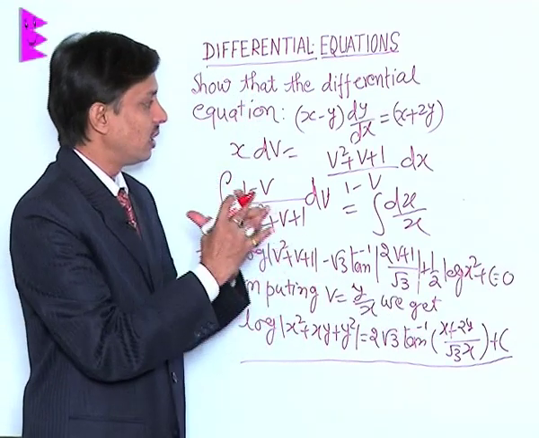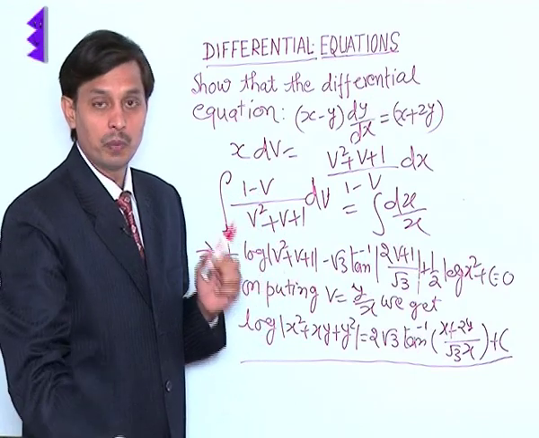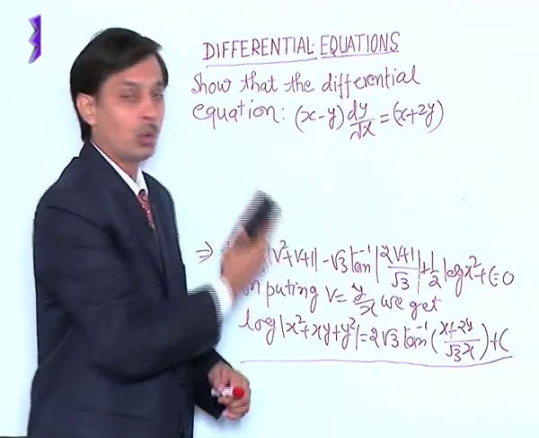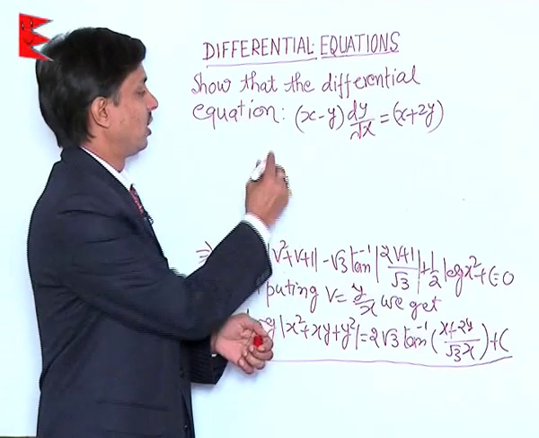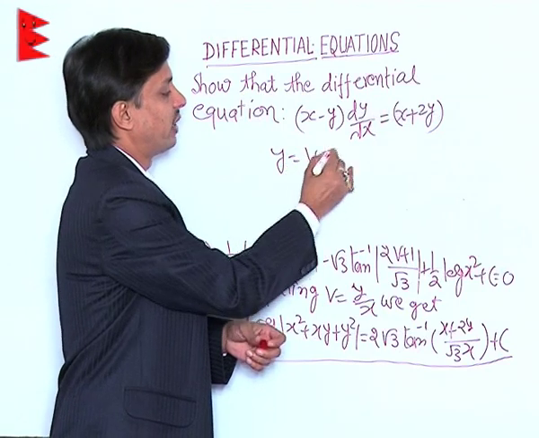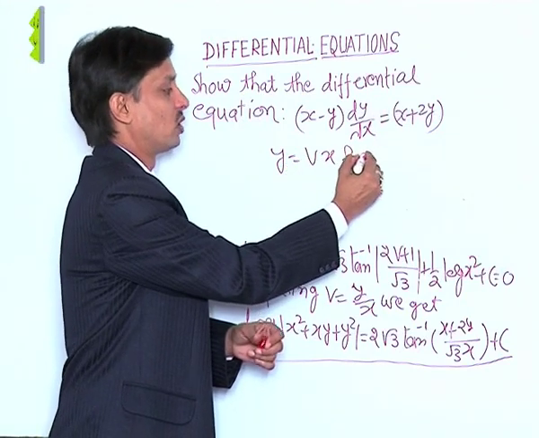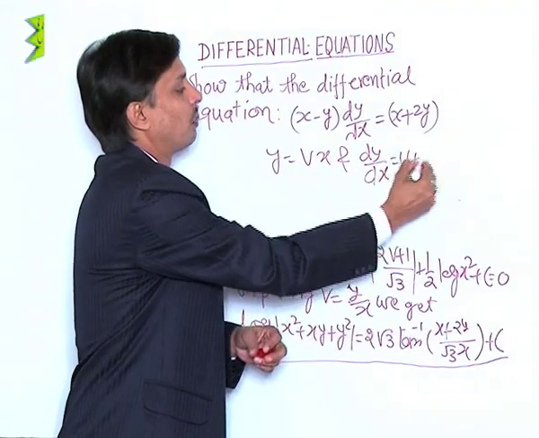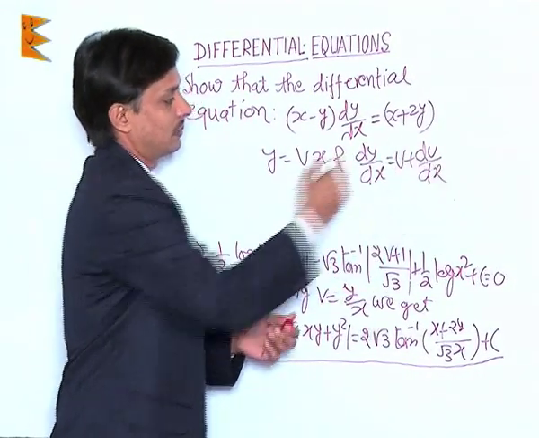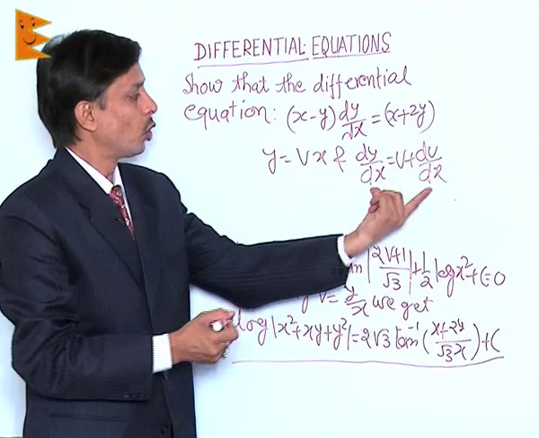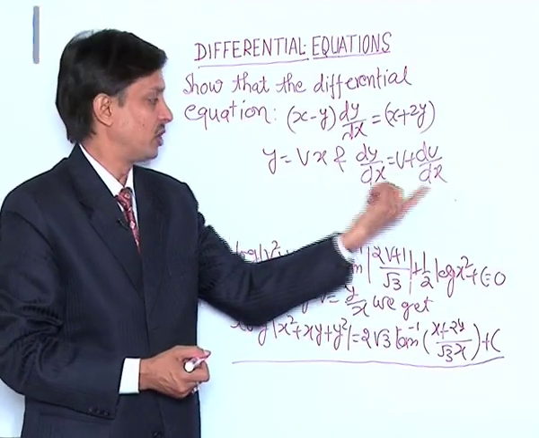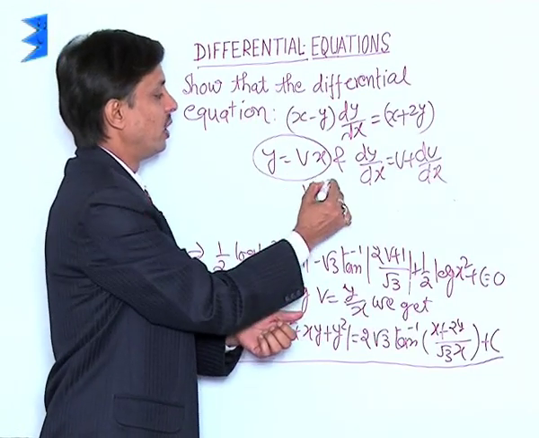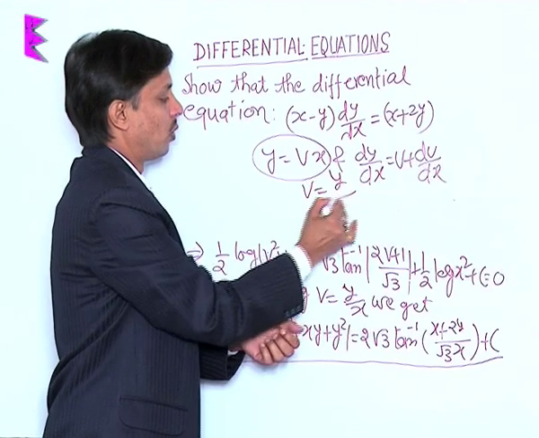Now, as I explained initially, we assumed two things. One was, as it was homogeneous, y is equal to vx, and the other replacement was, in place of dy by dx, what was replaced? v plus x dv upon dx. Here there is no rule to reverse this situation, but from y is equal to vx, we can say v is equal to y upon x.